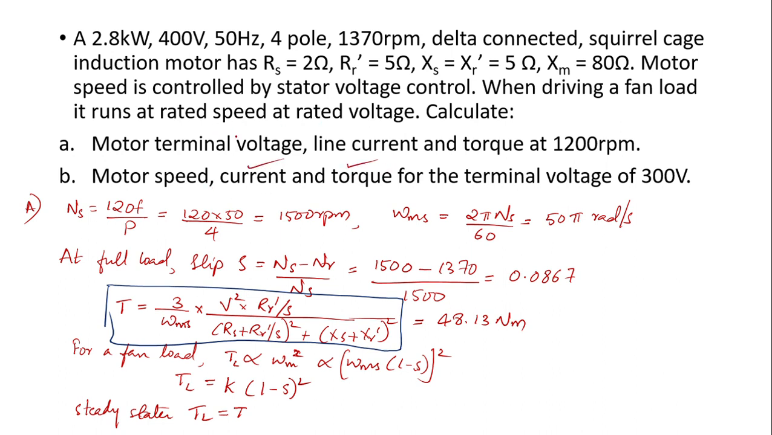But instead of the terminal voltage, as in the case of the previous question, you have to find out the speed. Here the terminal voltage is given and you have to find out current, torque and speed. Again we'll be following a similar procedure, but there is a problem over here.